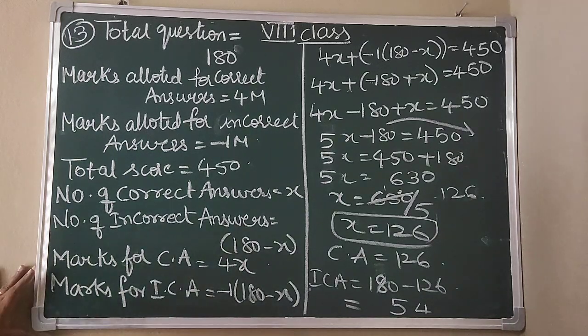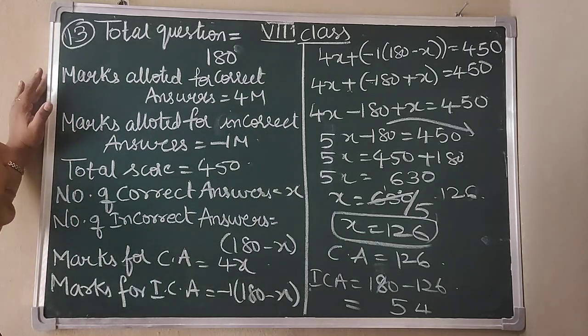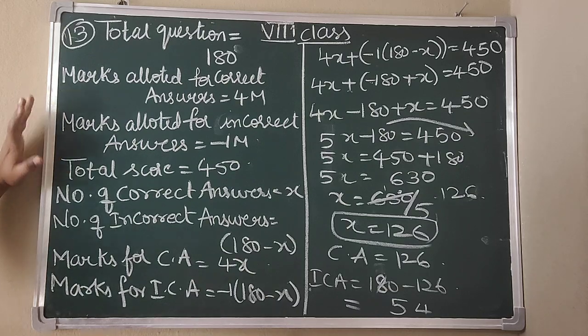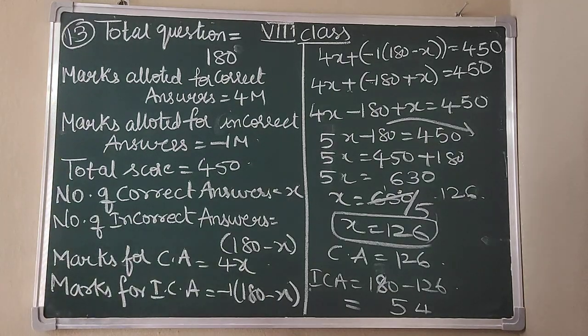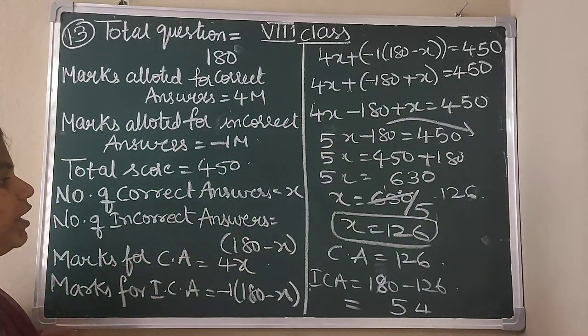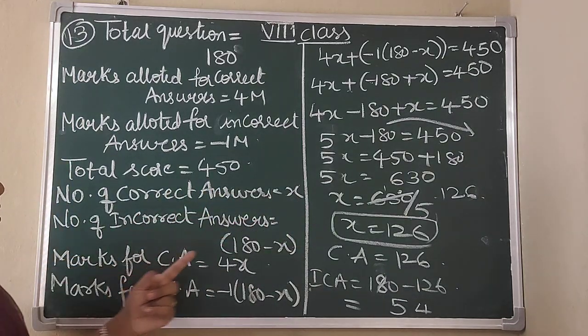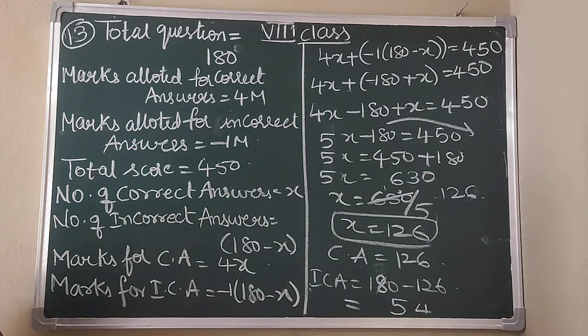So once again, you say this. The total number of questions they have given is 180. Marks allotted for correct answers is 4 marks, and marks allotted for incorrect answers is minus 1 mark. So total score is how much? 450. So how many correct and how many incorrect are there, we don't know. So we are taking the correct answers in the form of x, and the incorrect answers in the form of 180 minus x.